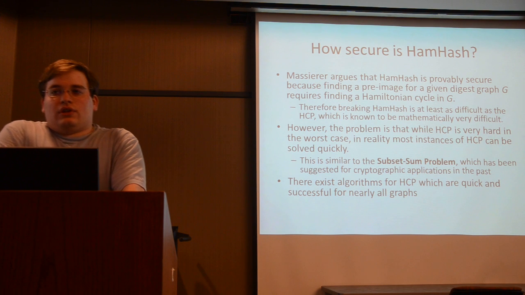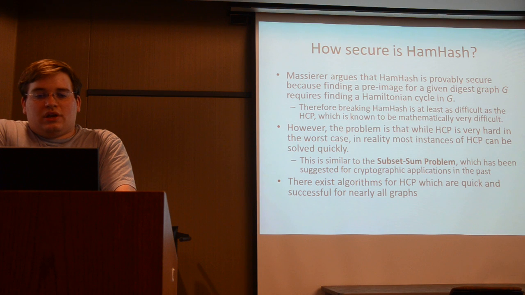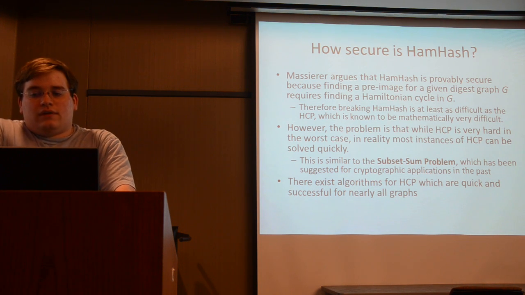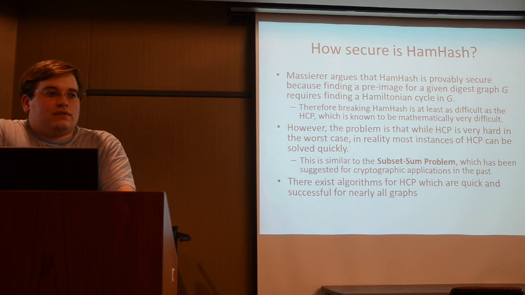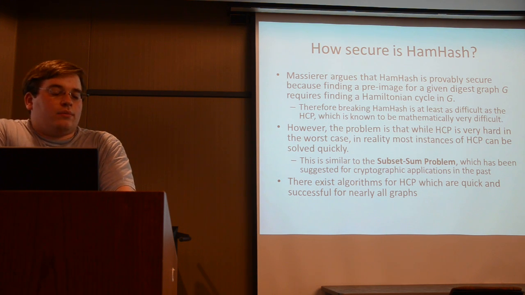Now the question is, how secure is this? Is it actually secure? Massiere argues that ham hash is provably secure because finding a pre-image for a given digest graph G requires finding a Hamiltonian cycle in G, which is NP-complete and considered to be very hard, and therefore breaking ham hash is at least as difficult as the Hamiltonian cycle problem. But the problem is that the Hamiltonian cycle problem, while it is theoretically very hard in the worst case, in reality it's almost never very difficult. Almost all instances of it can be solved very quickly given the right algorithm.